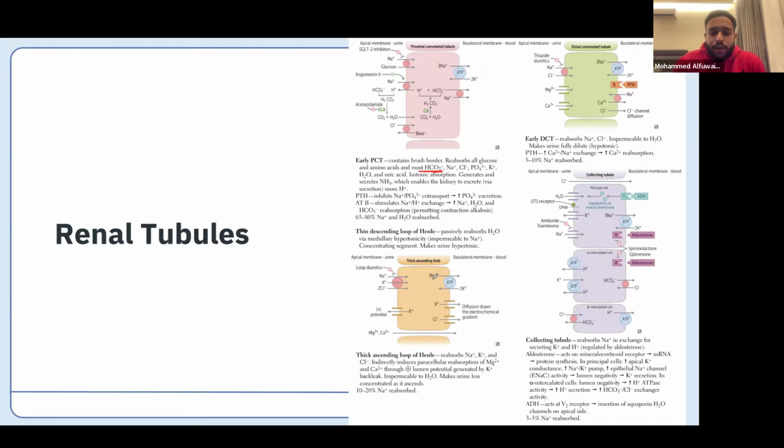Then we have the ascending loop of Henle. All I want you to remember about it is this receptor over here. This receptor is the sodium potassium 2 chloride. What drug binds to this receptor and blocks it? Loop diuretics. Good.